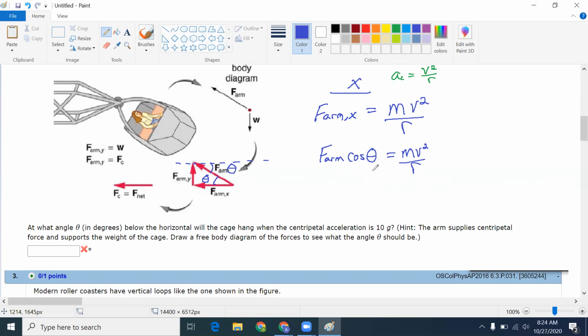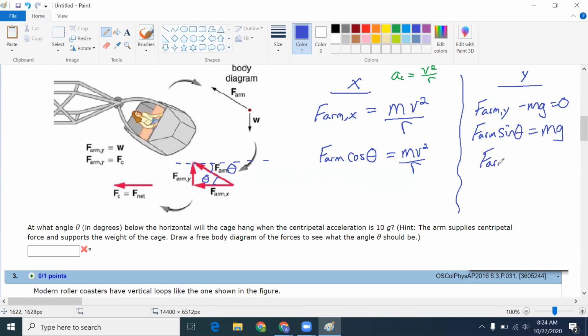You'll see we don't have mass, and that's okay. I can figure out the mass in the y direction. So this F arm y has to be what's canceling out gravity. So F arm y minus mg is 0. Or instead of F arm y, I could say F arm sine theta. And moving mg to the other side, basically solve out that F arm equals mg over the sine of theta. I'll do that substitution into here.